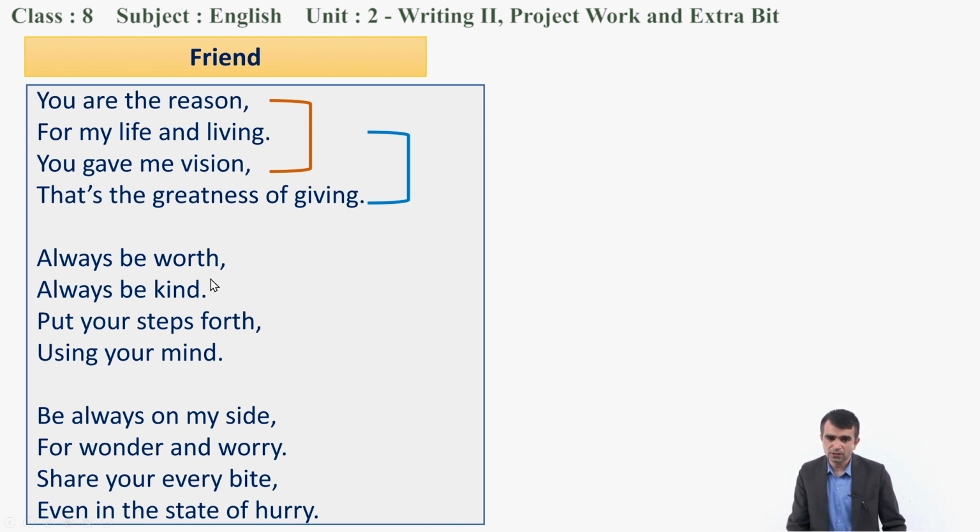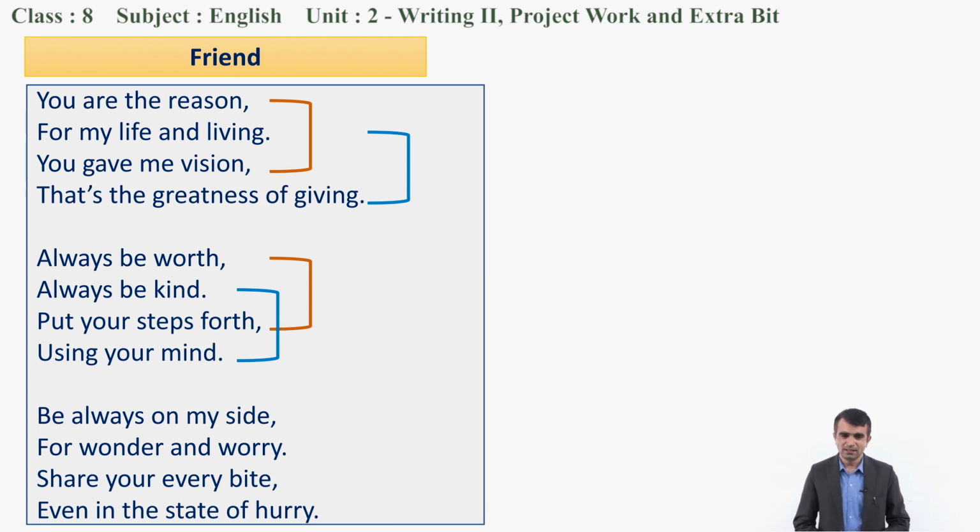Similarly, always be worth, always be kind. Put your steps forth using your mind. So, find the rhyming pattern here. The first line with the third line, the second line with the fourth line. Okay. That is the way. Is it? Now, the last stanza.